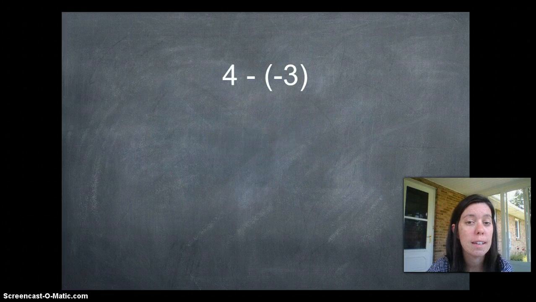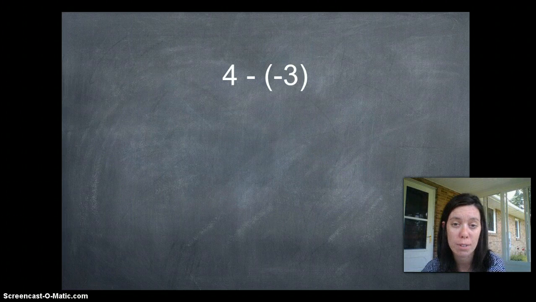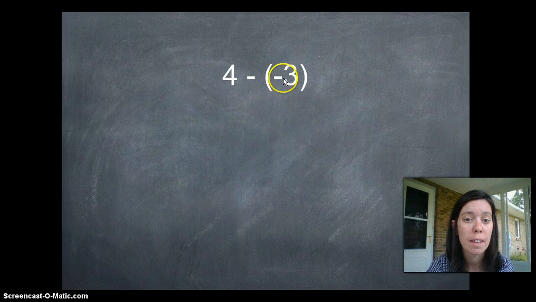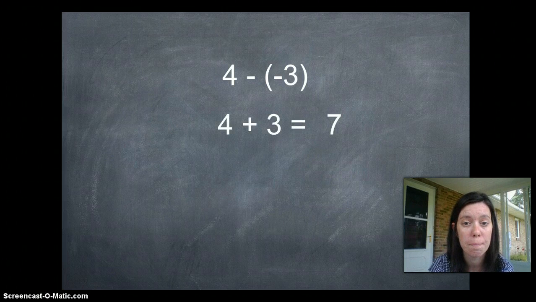If we had this, it would be read as 4 minus negative 3. The first sign is the operator, that's the minus, and the next is the sign of this number, so that's the negative. We would change the minus sign to a plus sign and take away the negative. So imagine what it's going to look like. 4 plus 3, and we know that's 7.